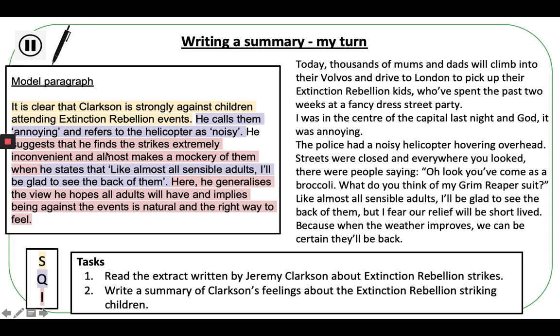So I've had an inference and I've added another quotation to support myself. And then I'm back to inference again. So with his quotation, like almost all sensible adults, I'll be glad to see the back of them, I've inferred again. So here he generalises the view he hopes all adults will have and implies being against the events is natural and the right way to feel.